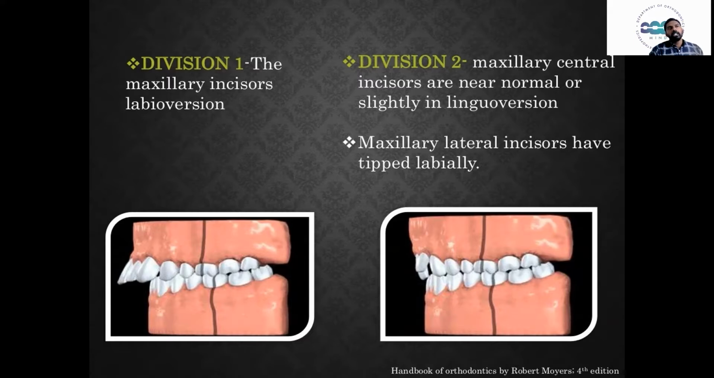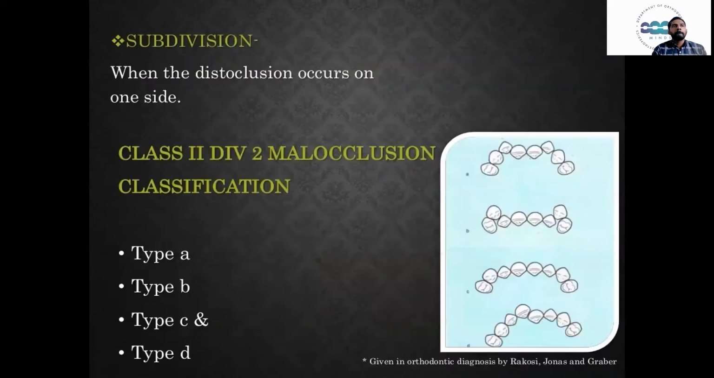In division 2, apart from the features of division 1, the maxillary incisors will be retroclined, and there will be labial tipping of the maxillary lateral incisors. This is the subdivision classification of division 2.